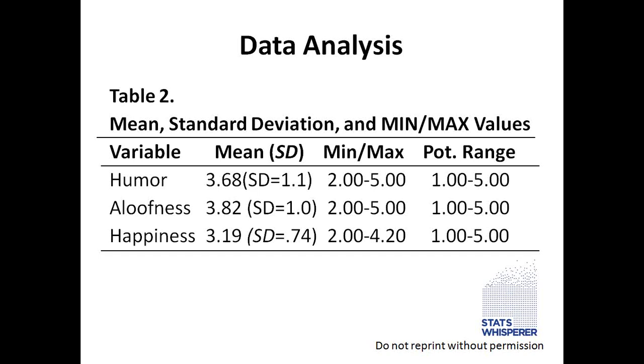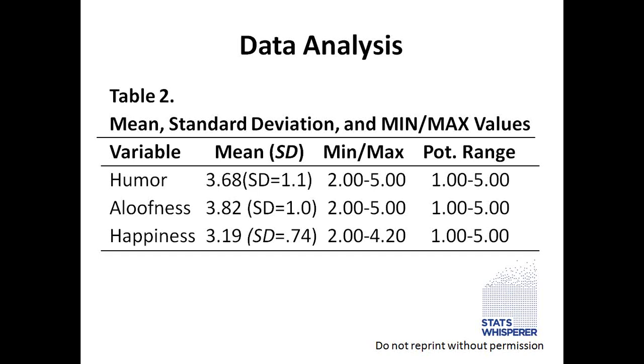Right? Pretty simple, right? So we have table 2 is the mean, the standard deviation, and the min-max values. Right? And then we see in the title there, we say that we have the variable, the means, the standard deviation, the min-max, and then the potential range. And you always want to report the potential range because that makes the mean more meaningful, right?